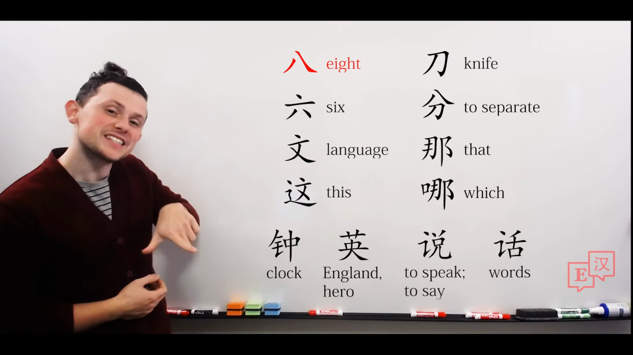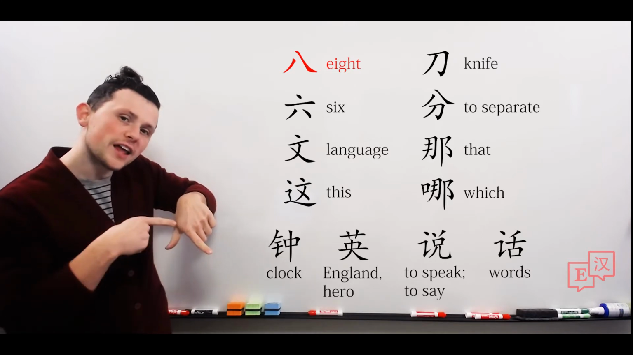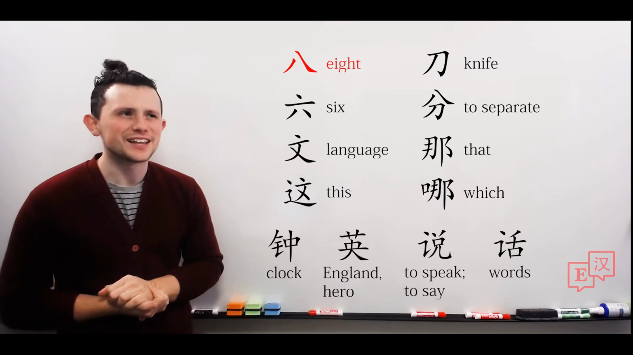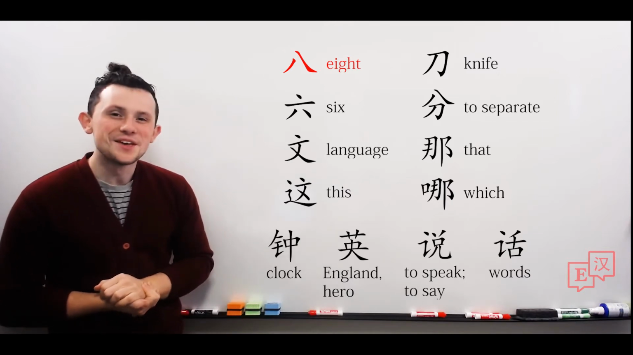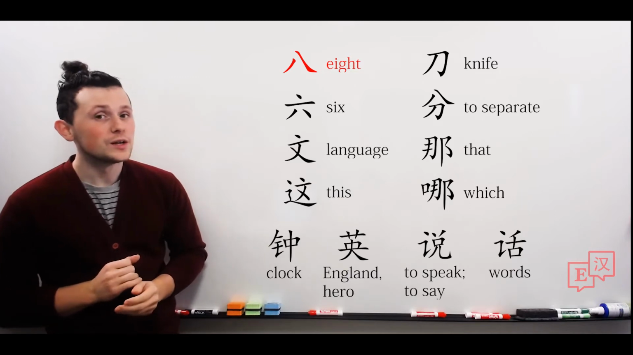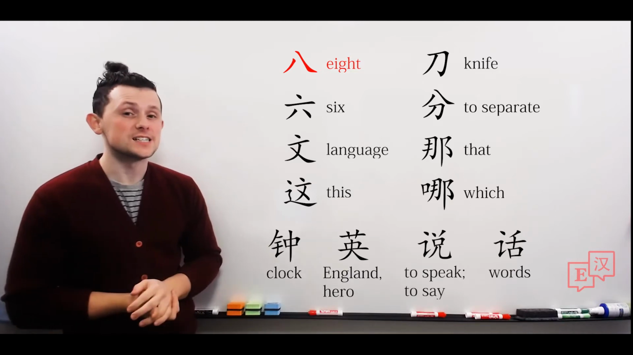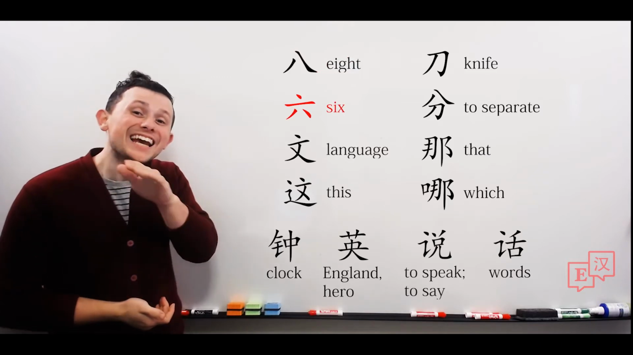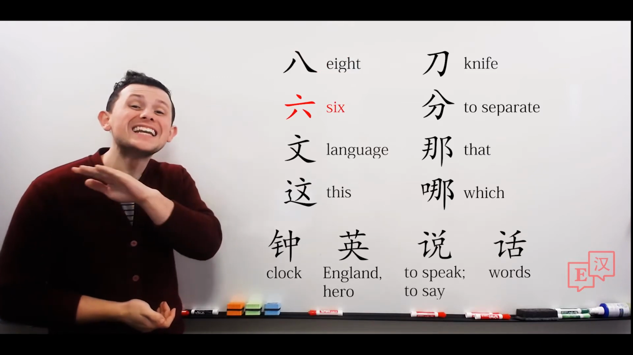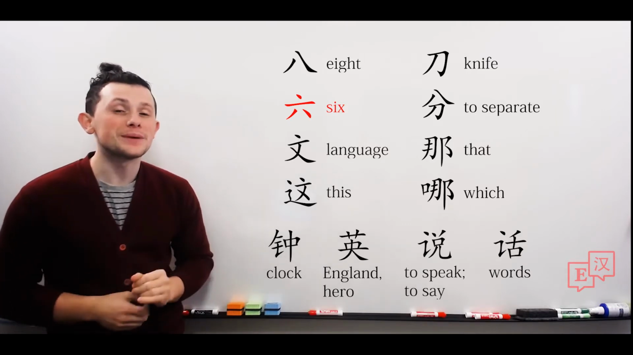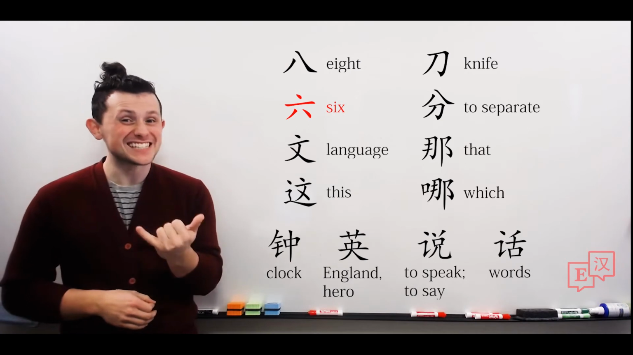And this is its hand sign. So it looks a lot like the actual character. Ba. And it sounds kind of like a sheep. Ba. Now our next character, 六. This character means 6, and this is its hand sign.